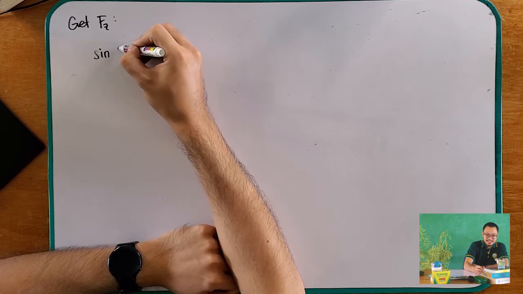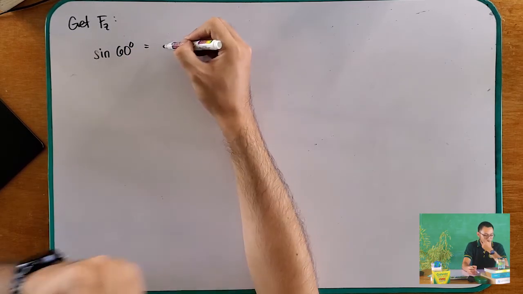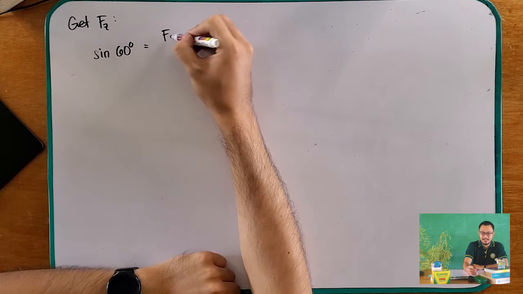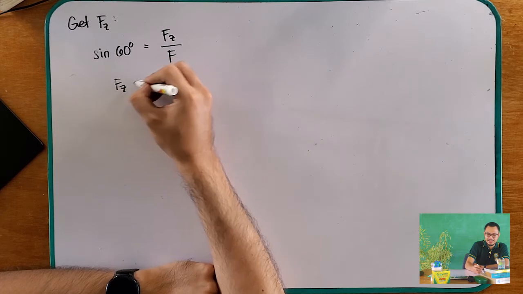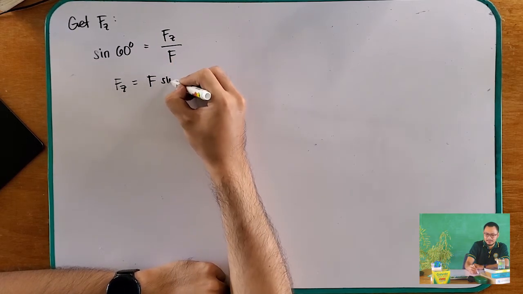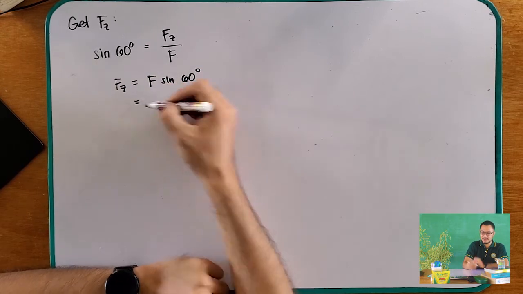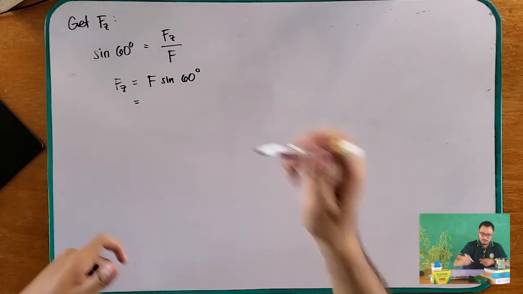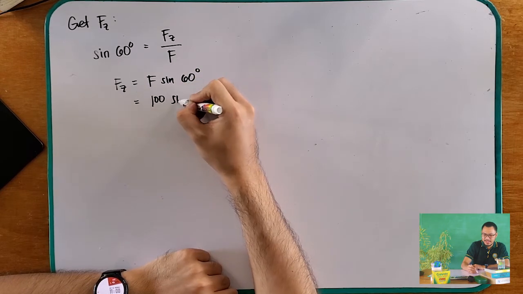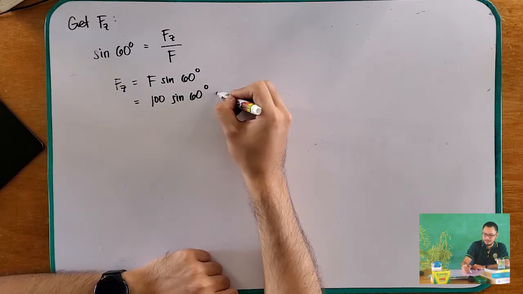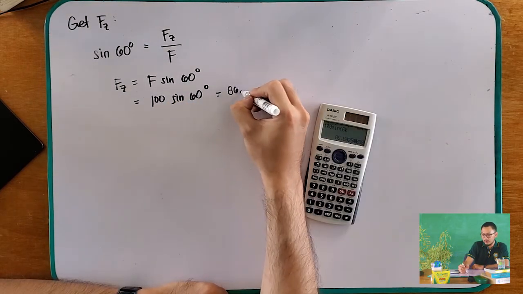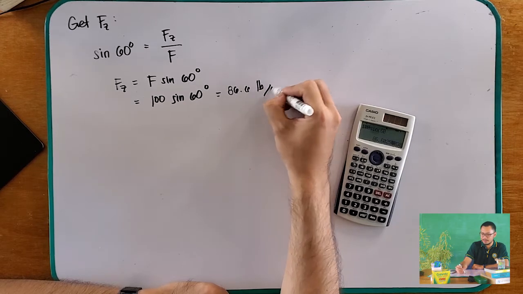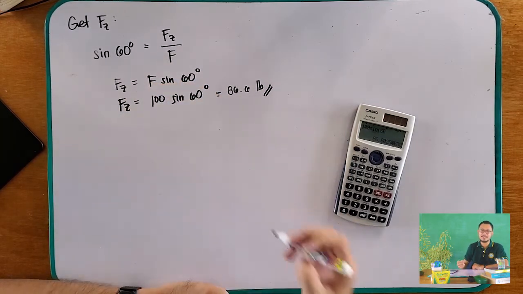Opposite over hypotenuse. So, sine of 60 degrees is equal to opposite, which is FZ, over hypotenuse of F. Therefore, your FZ is just equal to F sine 60 degrees, so this is 100 pounds sine 60 degrees. Therefore, this is equal to 86.6 pounds. Okay, so this is your FZ.